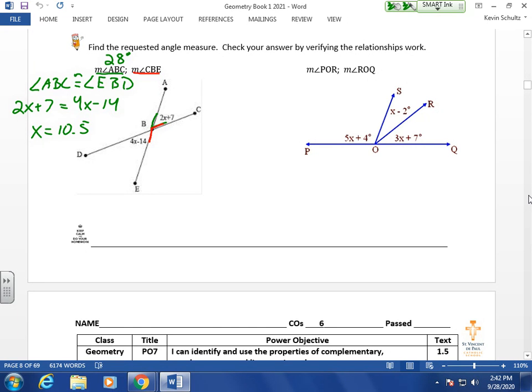Now we might be in a bit of a pickle, right? Because we're asked to find the measure of CBE, which is this angle I've outlined kind of in red here, but there's no value given to us.